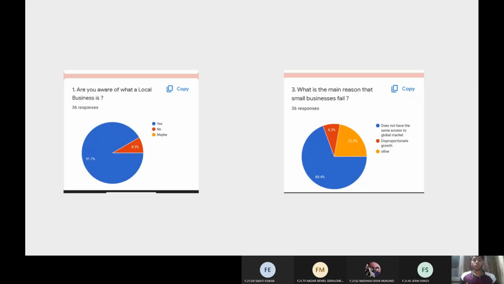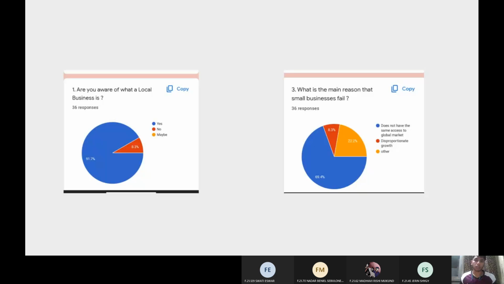The next question we asked was, what is the main reason that small businesses fail? Where 69.4% of the respondents agreed with the statement that they do not have the same access to the global market, whereas 8.3% agreed with disproportionate growth, and 22.2% said that there are some other reasons behind the failure of small businesses.